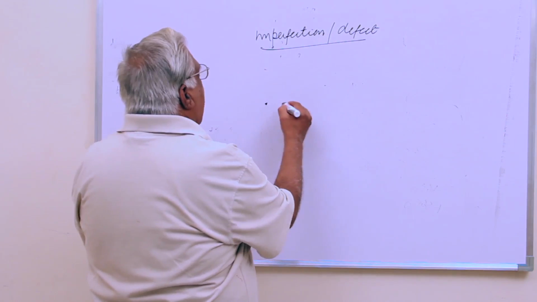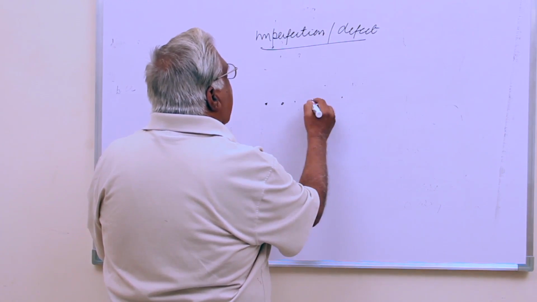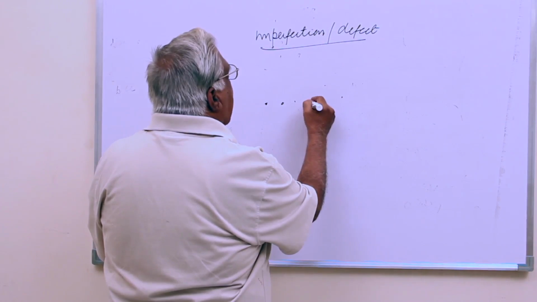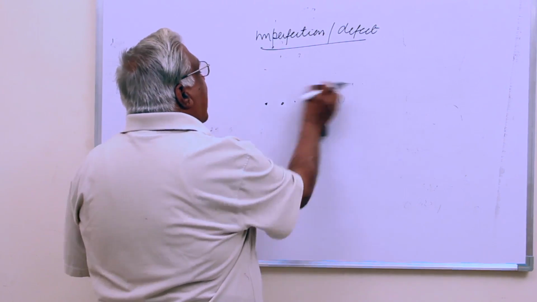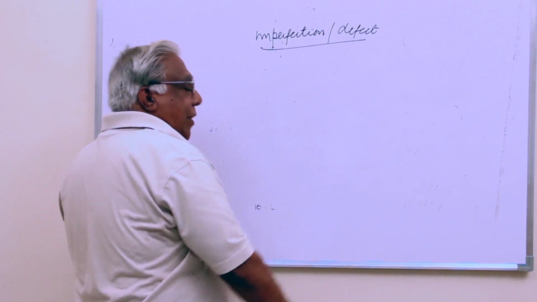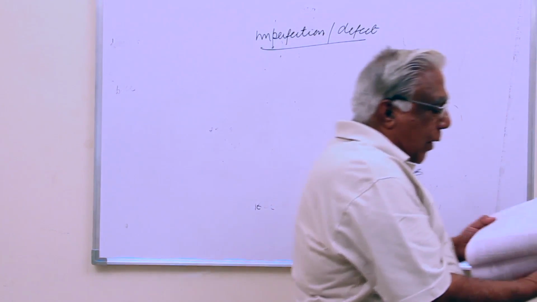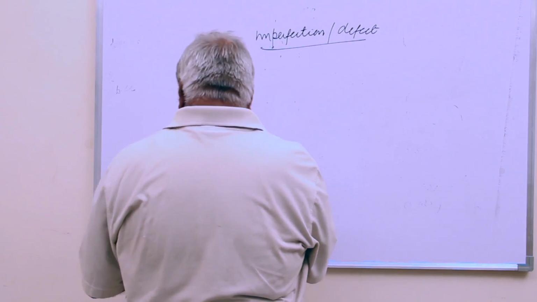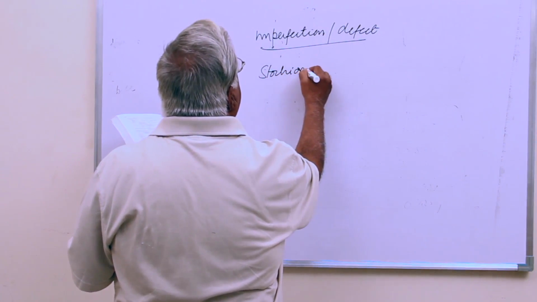For example, this is one particle, this is one, this is one, like this. Sometimes there will be defects in the crystal. This part will be vacant. This is what we call imperfection or defect in the crystal. We have two important types of defects we can cover. One, this defect, we are going to call the stoichiometric defect.